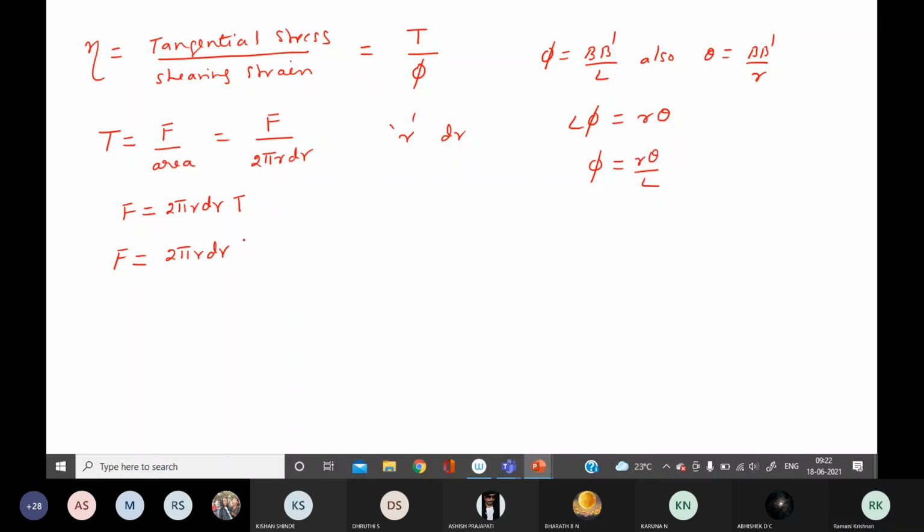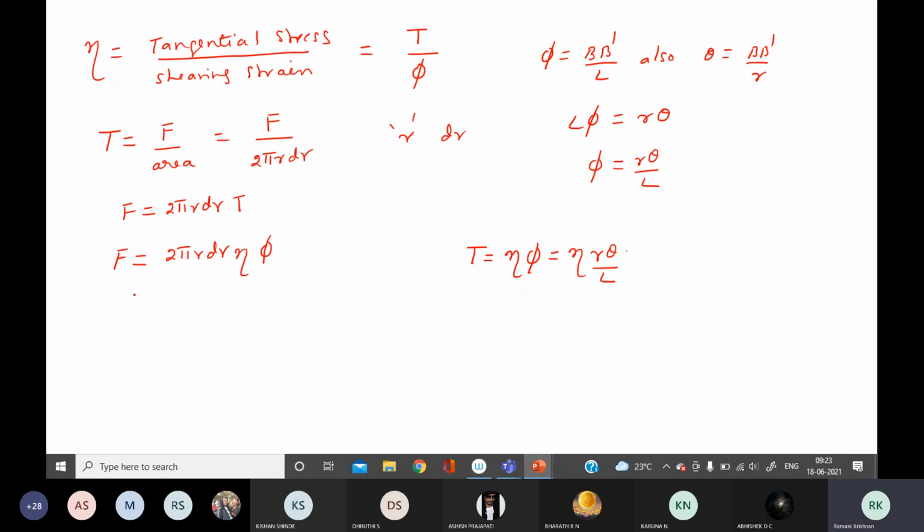Tell me, students, can I write eta phi? In this previous diagram, yes, n is equal to eta phi. Eta is the rigidity modulus. So can I write this as eta r theta by L? Yes, phi is r theta by L.